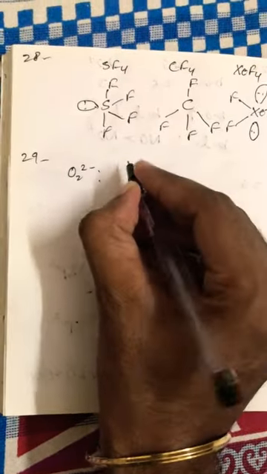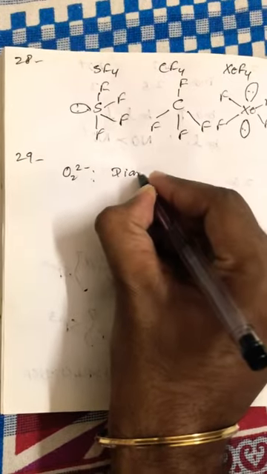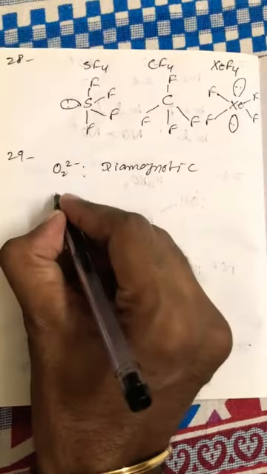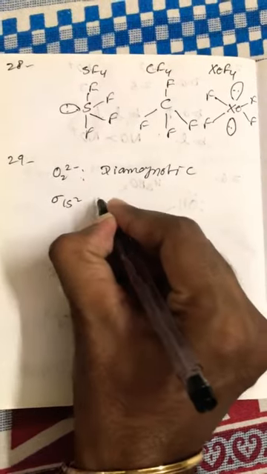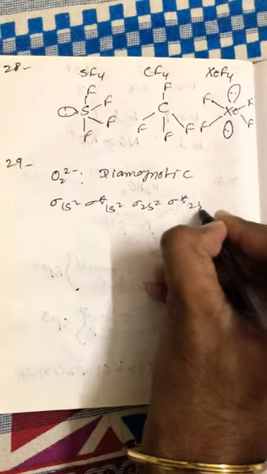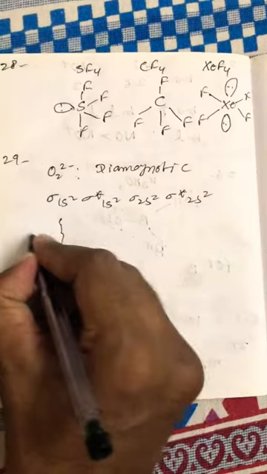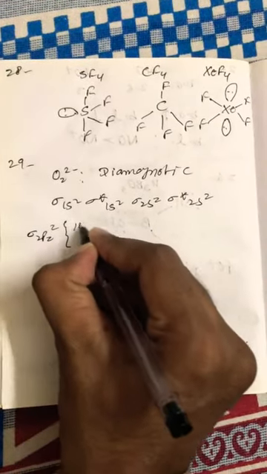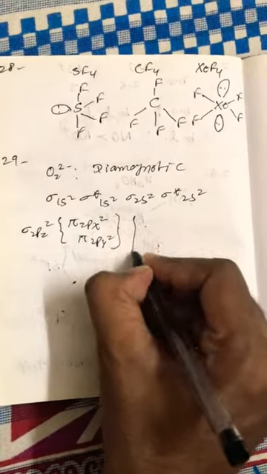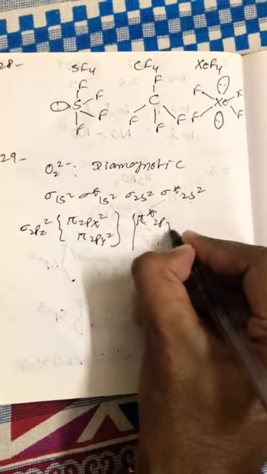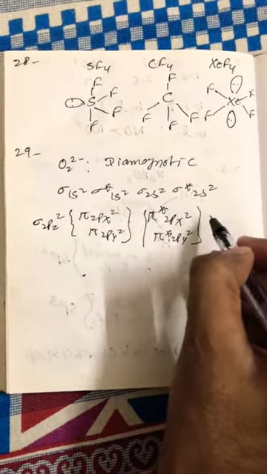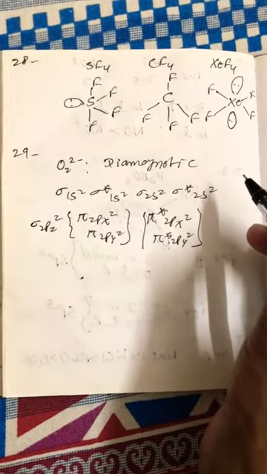Question number 29. O2 2- is diamagnetic because it does not have any unpaired electron. Its electronic configuration is sigma 1s2, sigma star 1s2, sigma 2s2, sigma star 2s2, sigma 2pz2, pi 2px2, pi 2py2, and pi star 2px2, pi star 2py2. So it does not have any unpaired electron, that's why it is diamagnetic.